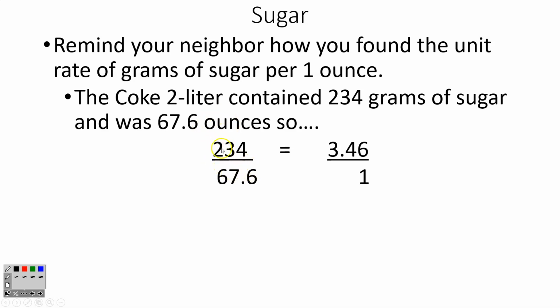Yesterday, the 2 liter of Coke, for example, had 234 grams of sugar and it weighed 67.6 ounces. So sugar over ounces, because that's what we did to solve it, sugar per ounce. We figured out that it was 3.46 grams of sugar per 1 ounce. And we can use that to solve future problems too, if we wanted to.